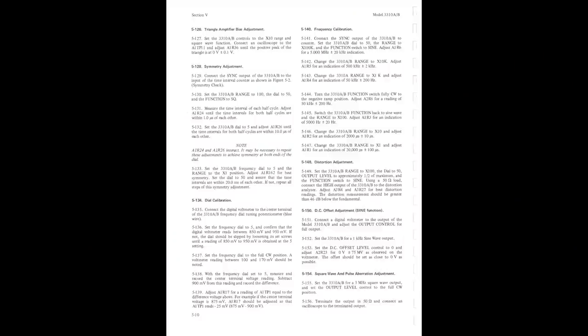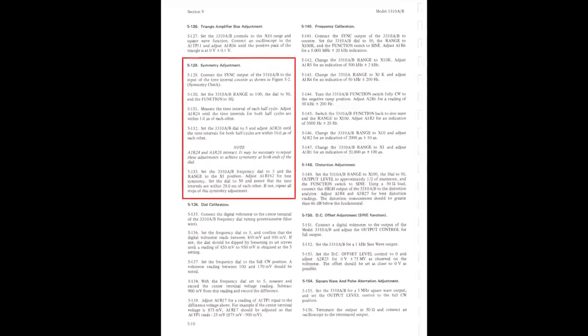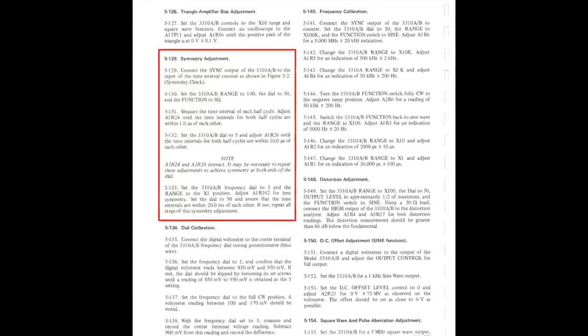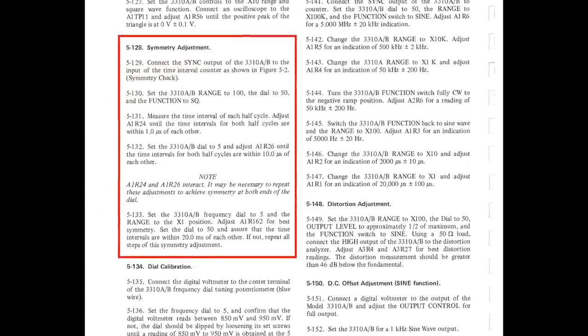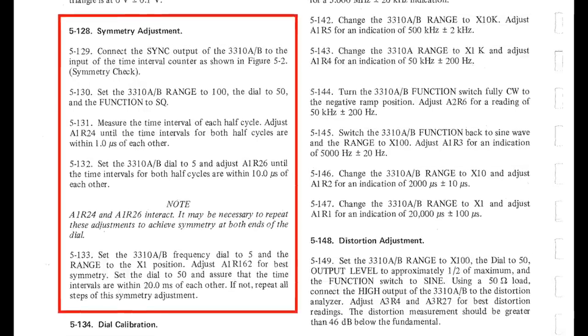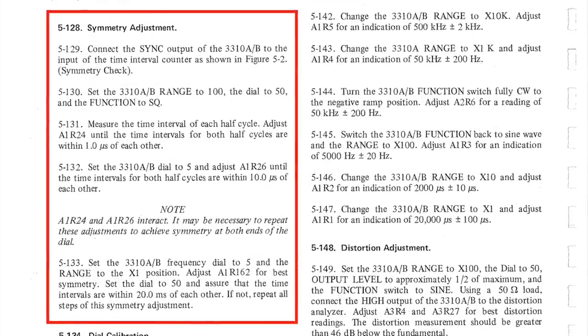But moving on, the next adjustment is the one that needs to be done carefully and caused us trouble in the previous video. It's the symmetry adjustment, making sure that the positive and negative current sources that charge and discharge the capacitors are exactly equal and opposite. In this instrument, this has to be done three times. First on times 100, dial on 50, then with the dial on 5 with another pot, then in the times 1 range with the dial on 50, and then checked in the same range with the dial on 5.